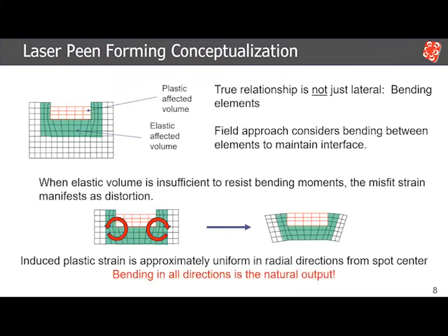When this process is applied, it is not a one-dimensional bend that is created naturally. The laser peening process is mostly going to be a multi-directional bend. So the plastic strain is distributed radially out from our spot center, if you will, which is going to induce bending in all directions. That is the natural output, leading to the creation of compound curvatures naturally from the process.